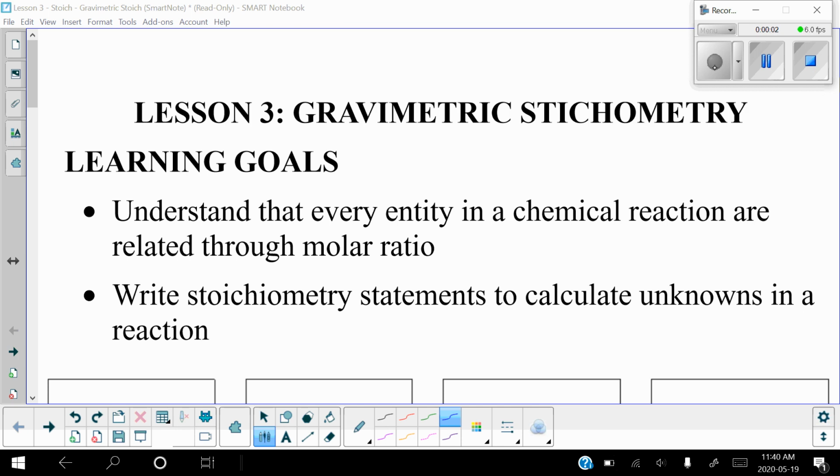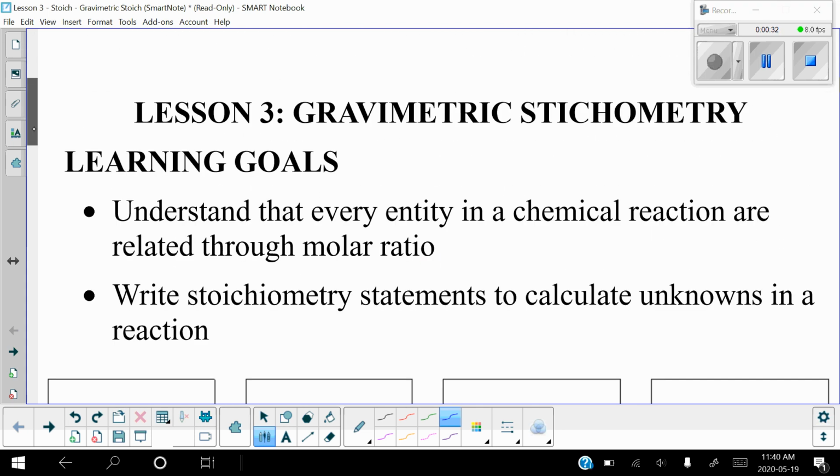Everybody, welcome back. We are taking a look at lesson 3 today, gravimetric stoichiometry. Basically, what gravimetric means is it's referring to mass. So we're going to be looking at grams of unknown and known entities in a reaction. The learning goals for today are to understand that every entity in a chemical reaction is related through molar ratio, and to write a stoichiometry statement to calculate unknowns in a reaction.